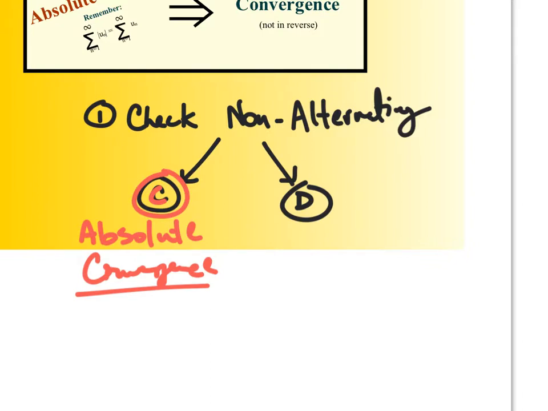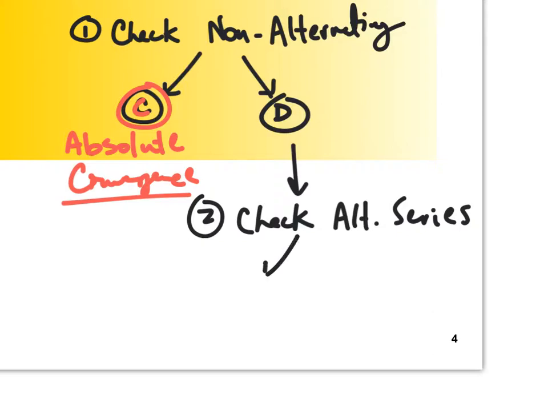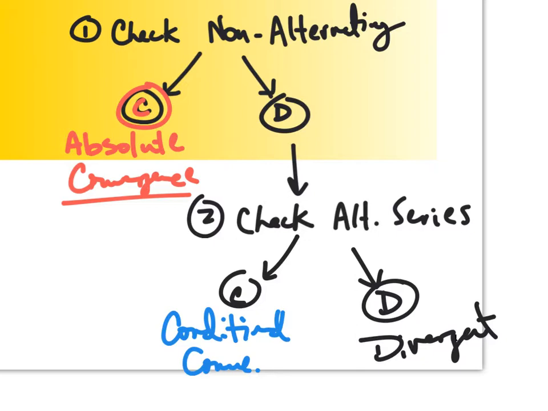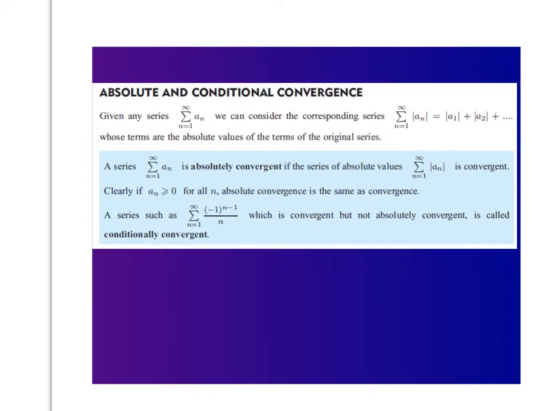If that diverges, then what I would do is check step 2. In this case, I would check the alternating series. Okay, if that converges, then you have conditional convergence. If it diverges, then, well, you've got a dumb series where neither converges, so you'd just be divergent. So you kind of have a two-step process there, but always start with the non-alternating series. Okay, absolute and conditional convergence.